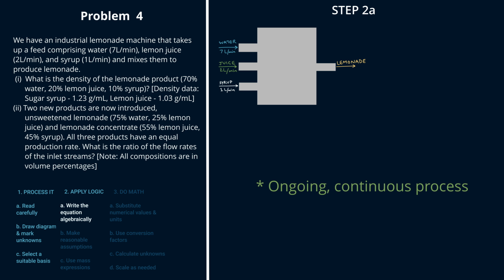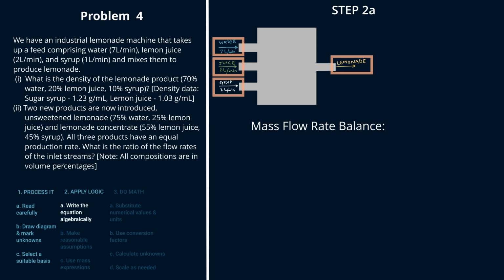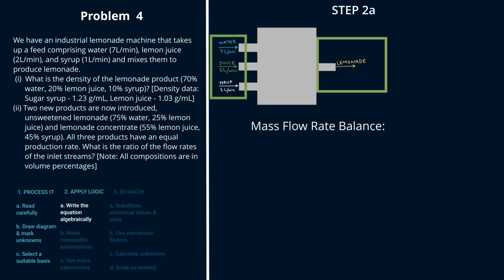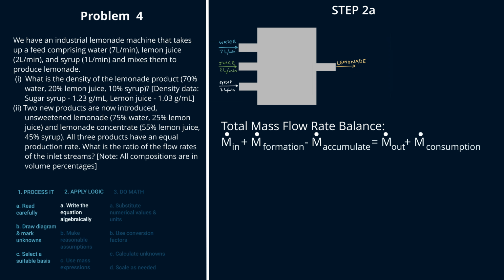This is an ongoing continuous process, so let's balance the mass flow rates. We are not concerned with the individual materials flowing in and out, even though it is a multi-component system. We are focused on the total material flowing in and the total material flowing out, so we can write just the equation for the total mass flow rate balance. No material is being consumed or formed, it is just being mixed in a specific composition.